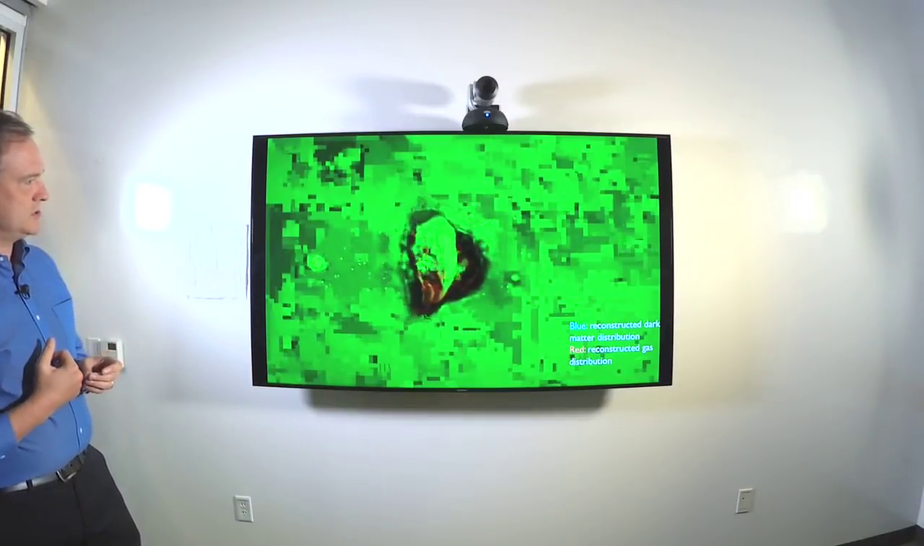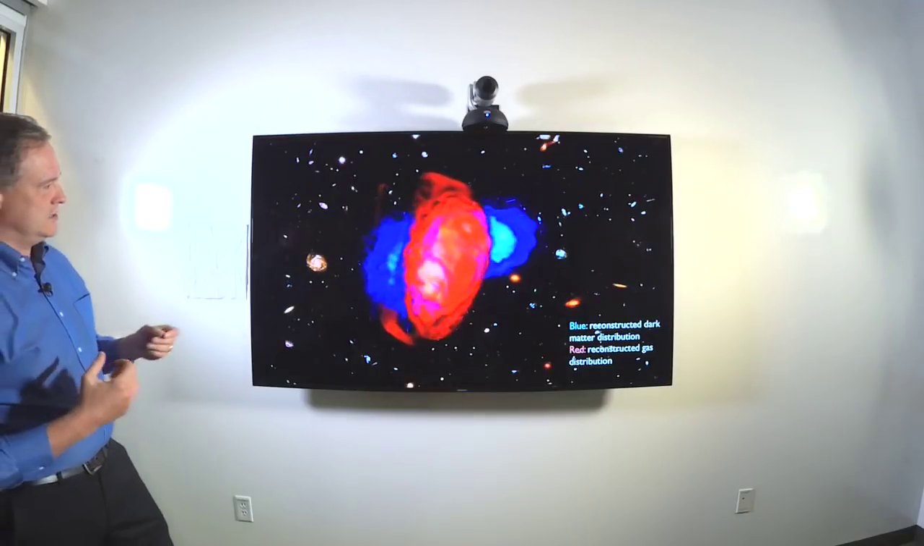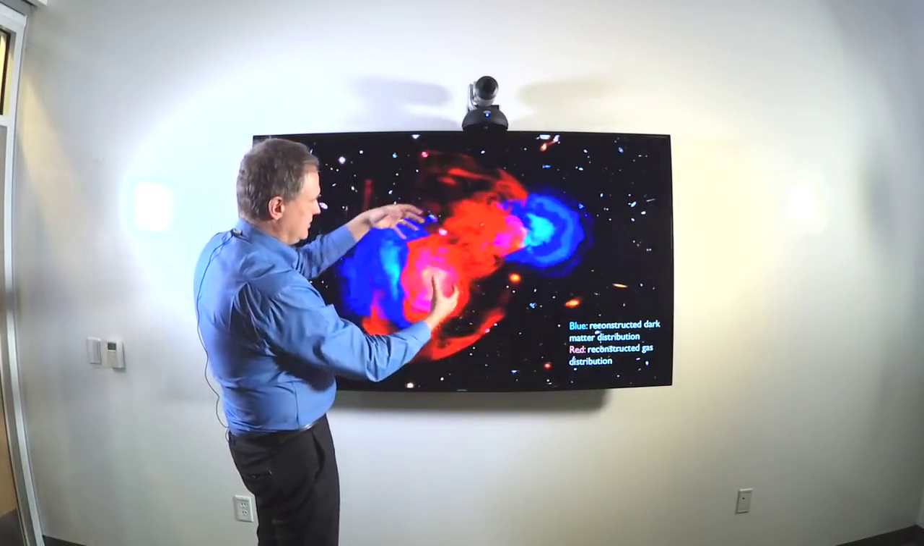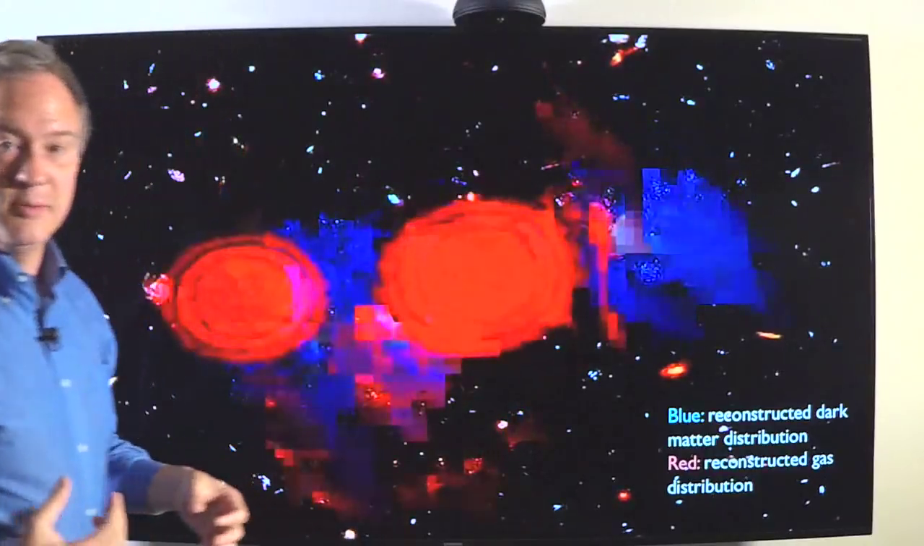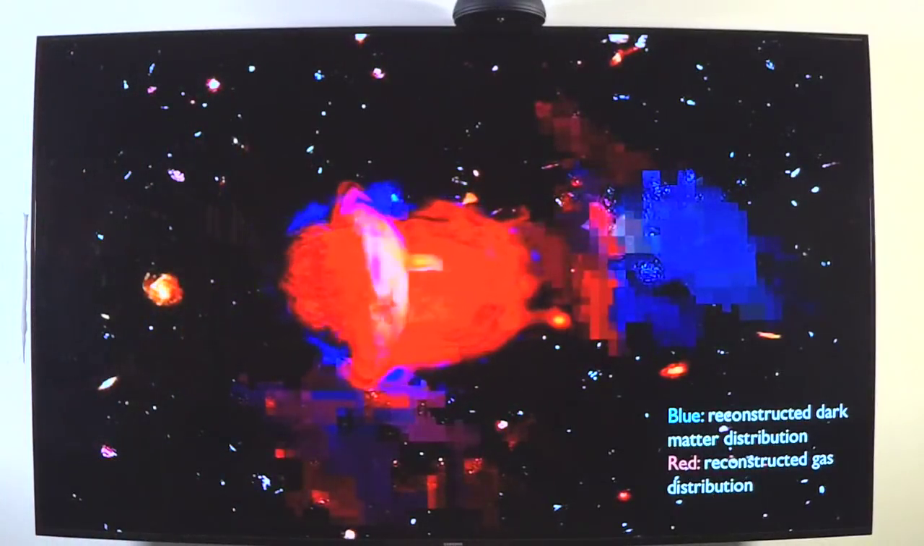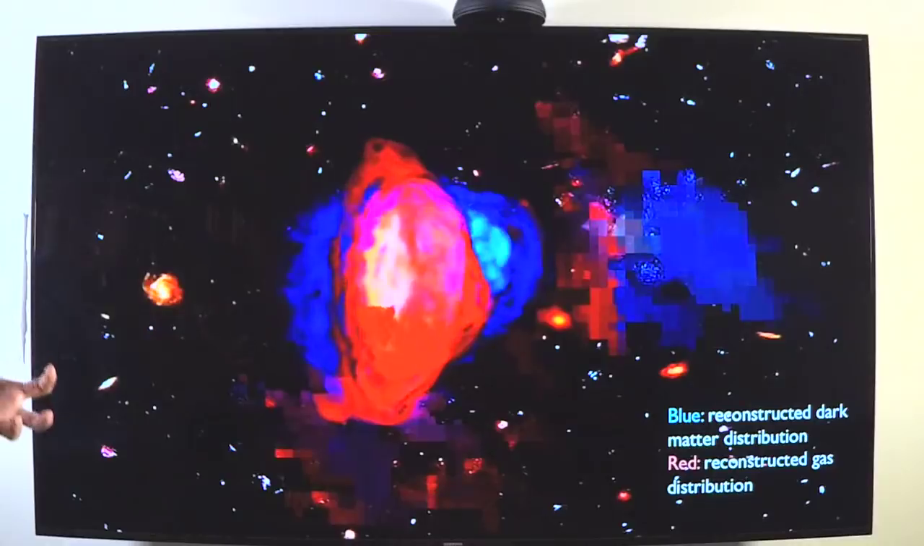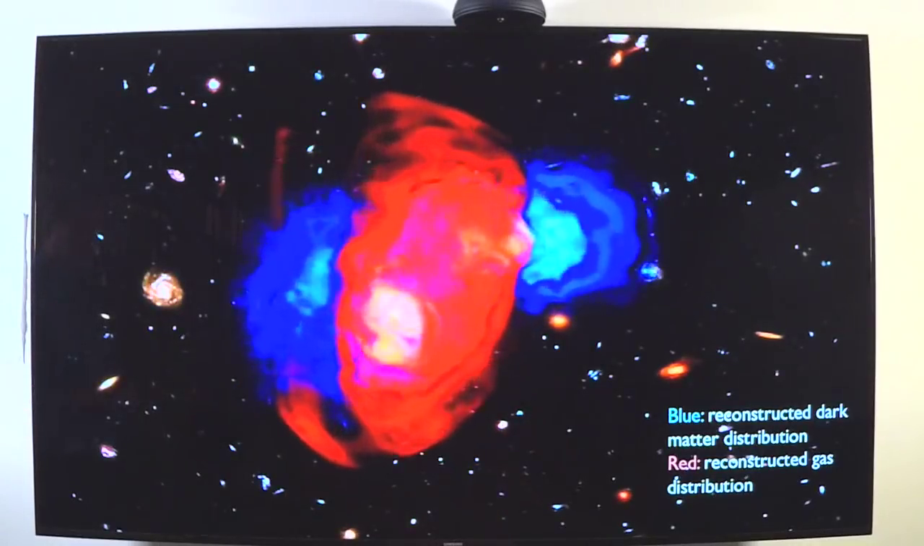So here's an example. If you have two of these galaxy clusters colliding, then the ordinary matter gets entrained in the middle, and the dark matter, in blue here, comes off both sides. So we actually have examples where dark matter is physically separated from the ordinary matter.